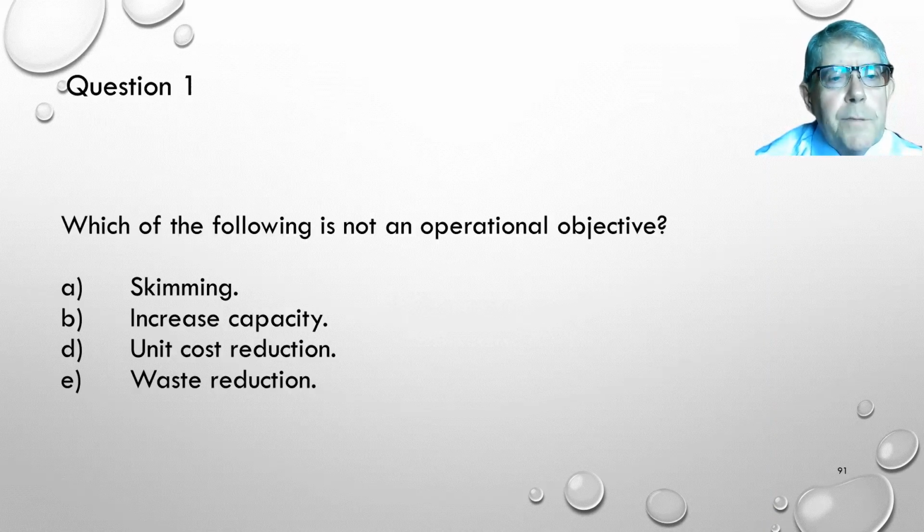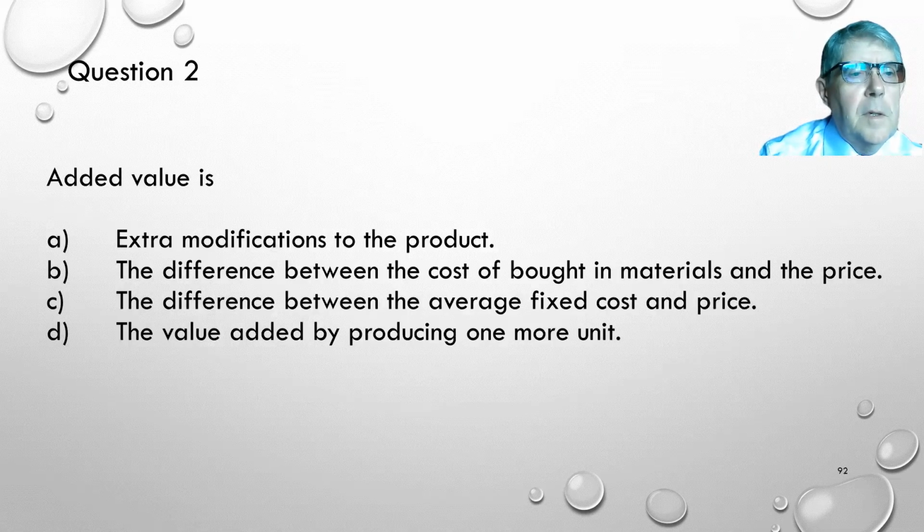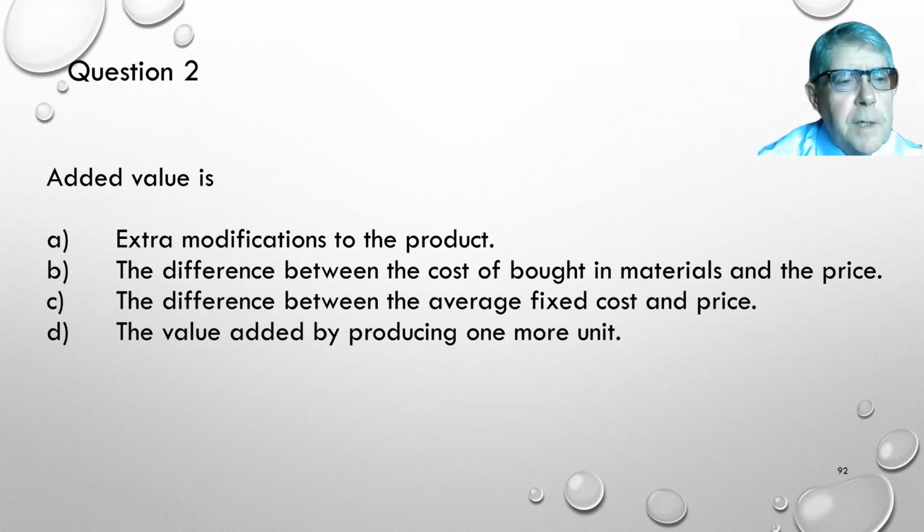Question 1. Which of the following is not an operational objective? Skimming, increasing capacity, unit cost reduction, or waste reduction? Question 2. Added value is A, extra modifications to the product, B, the difference between the cost of bought-in materials and the price, C, the difference between the average fixed cost and price, or D, the value added by producing one more unit?